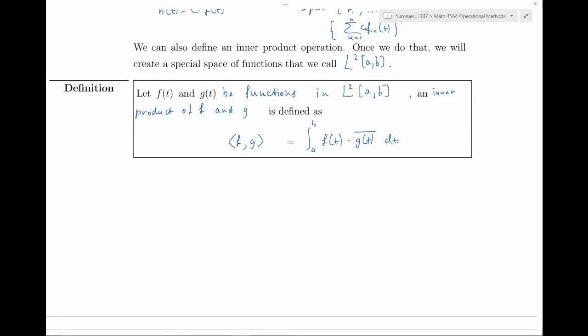The conjugation operation is important, and yes, we're going to deal with functions that are complex valued, where the conjugation operation is going to make a difference. For real valued functions, this conjugation operation is always omitted, because the conjugation doesn't make much sense for real valued functions. And if you're wondering where this definition might have come from, think about the inner product for two vectors.